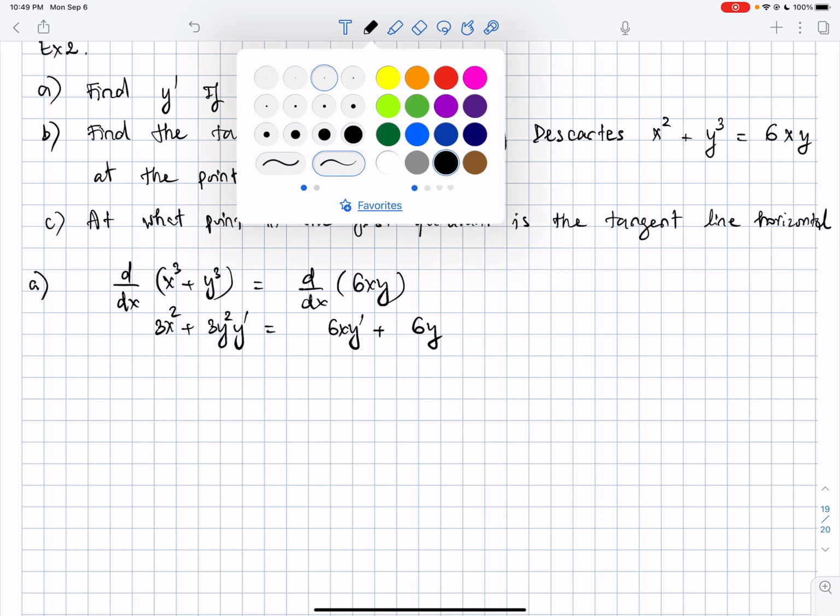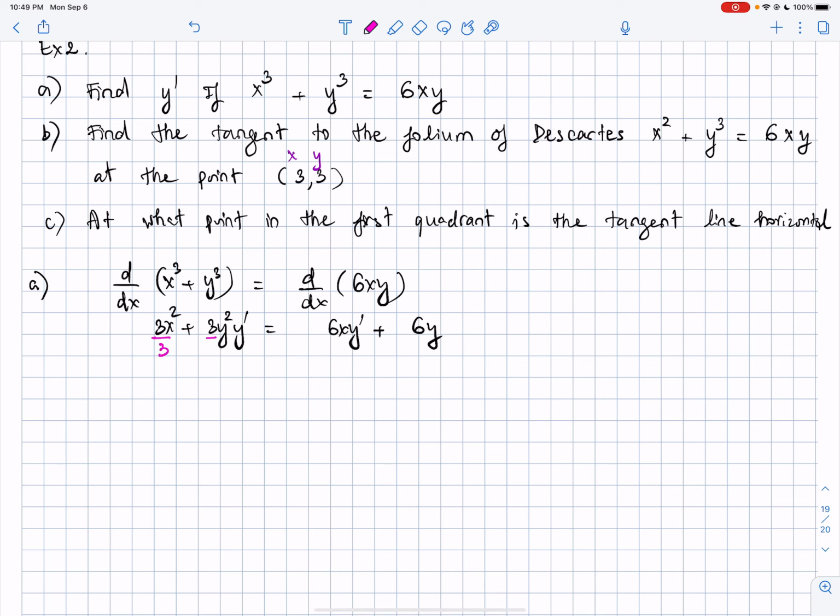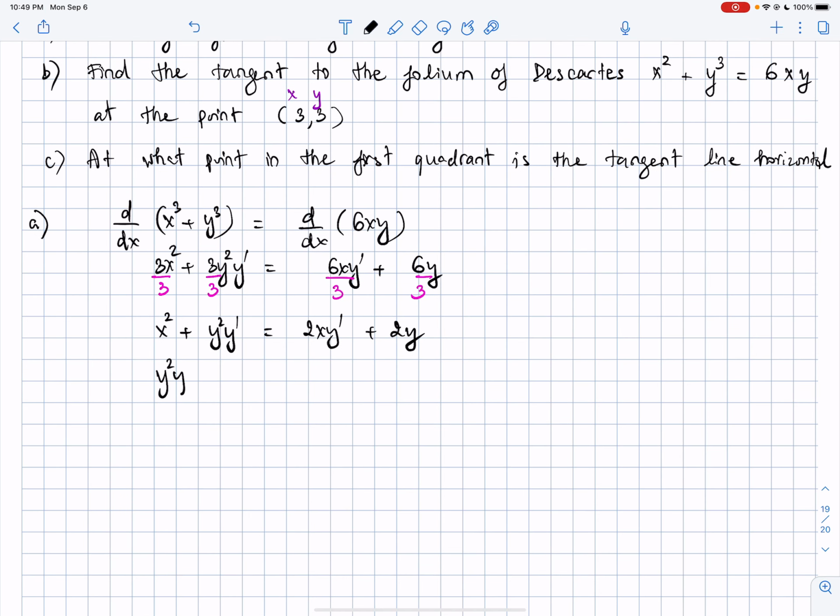You can notice that for this equation, we just go ahead and divide everything by 3 for both sides so that our number will be smaller. And then we will combine like terms. So y squared y prime minus 2xy prime. So I move the y prime terms on one side and the term that does not have the y prime on the other side. Then I will factor out the y prime.